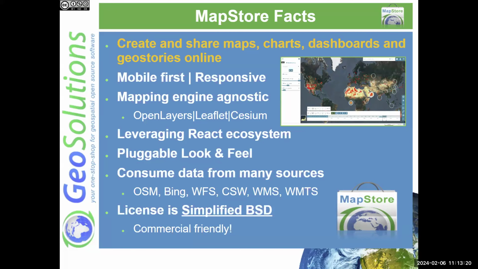It can consume different types of source data. Here is a list of the main ones that can be used inside MapStore: OpenStreetMap, Bing Maps, WFS, CSW, WMS, and WMTS. We could add more to this list. There are new ones starting to be included, like 3D Tiles for the 3D environment. And there is also ongoing work and investigation on IFC. MapStore is continuously improving and adding support for new types of sources.